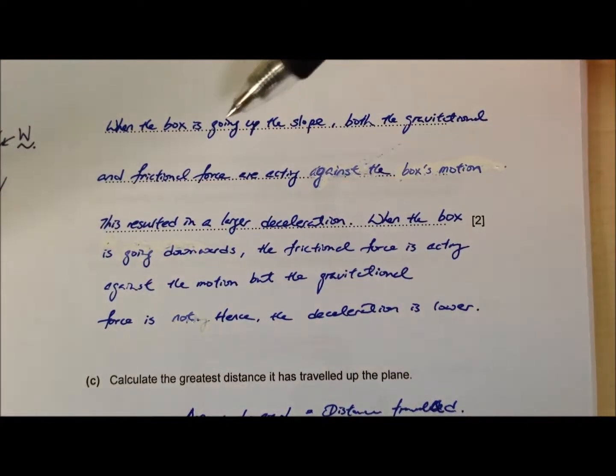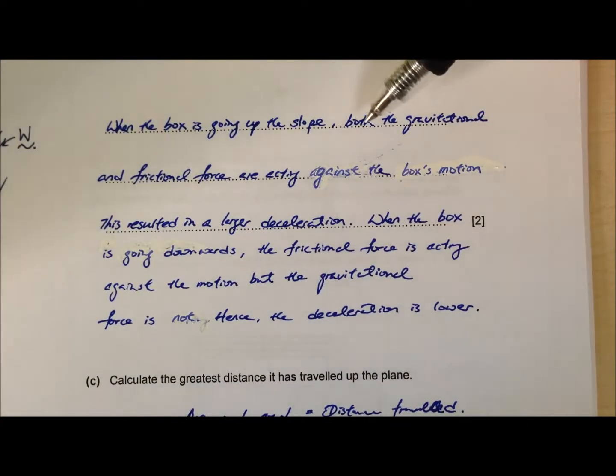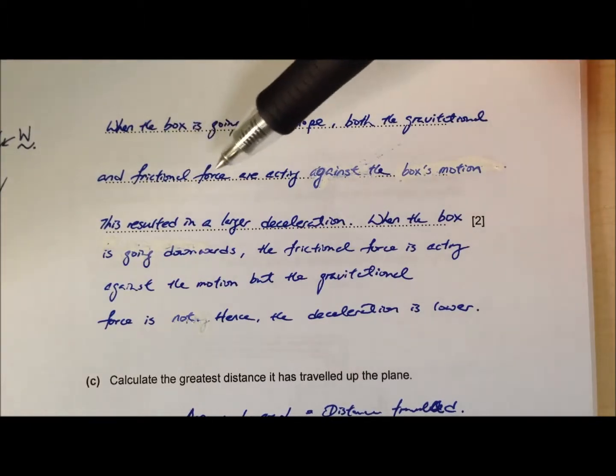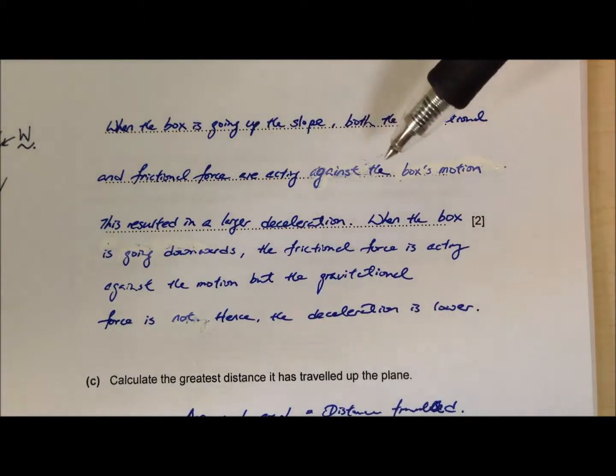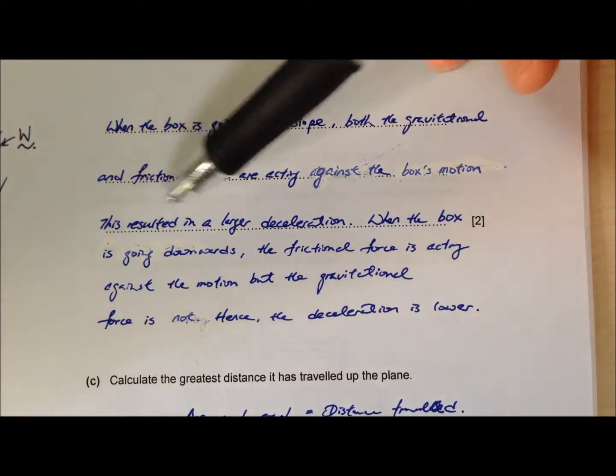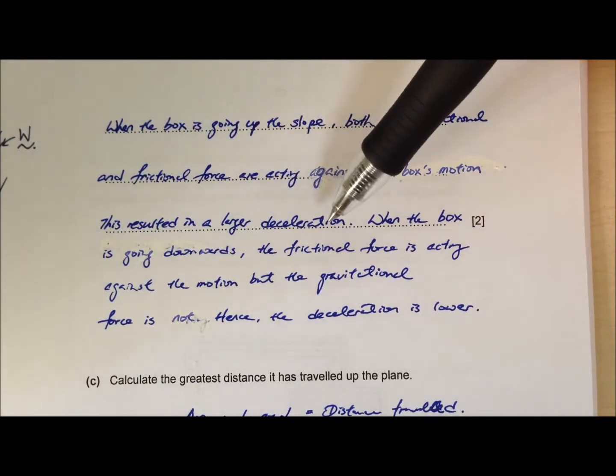So how are you going to phrase it in English? Now, you have to say that when the box is going up the slope, both the gravitational and frictional force are acting against the box motion. So this will produce a large deceleration.